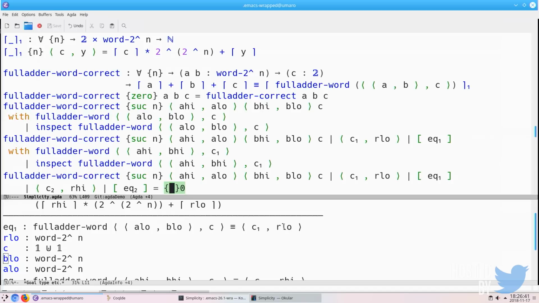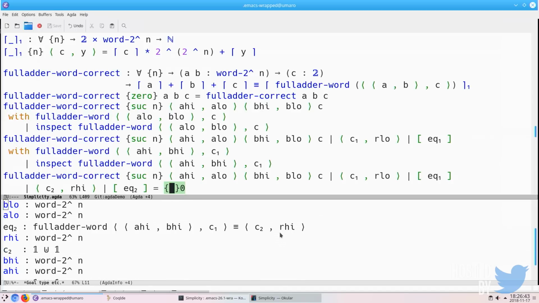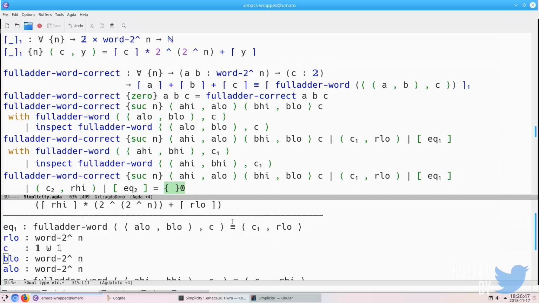Now, of course, these R low and R high are going to be the low and high bits of the result of the addition, right? But this is just defining it. We just know that it is a pair, and it's just assigning those values over there, right? So we'll be using that in our reasoning.